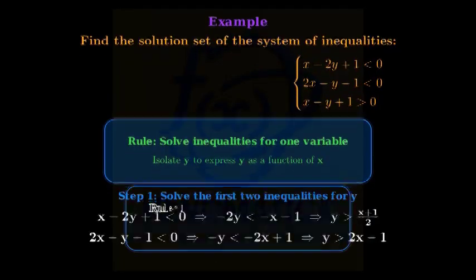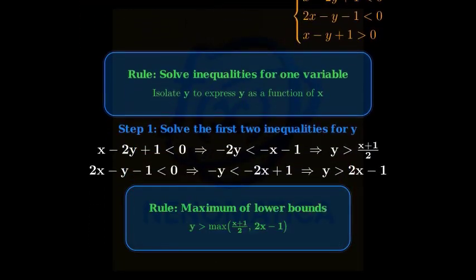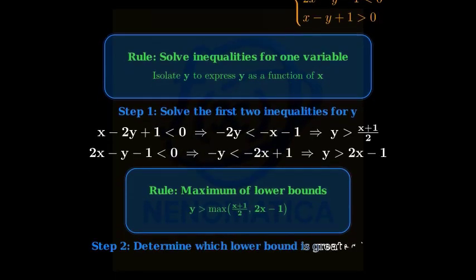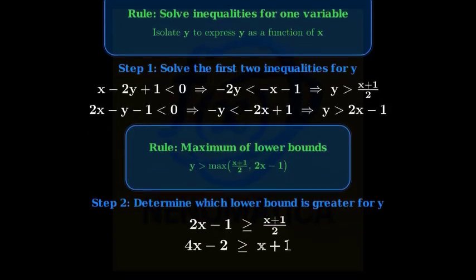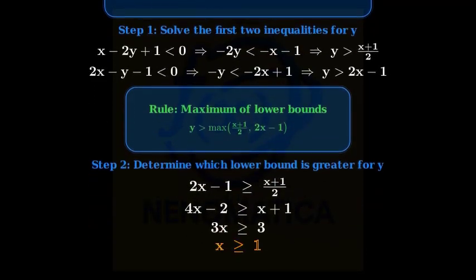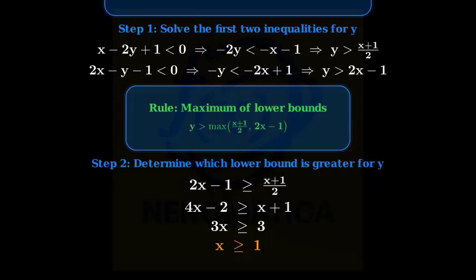Step 2. When two lower bounds constrain y, y must be above their maximum. We compare two x-dependent bounds by solving 2x minus 1 greater than or equal to 1/2 times x plus 1. Multiply both sides by 2, simplify, and conclude the breakpoint x greater than or equal to 1.